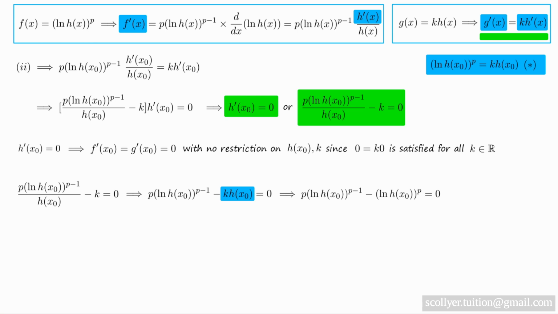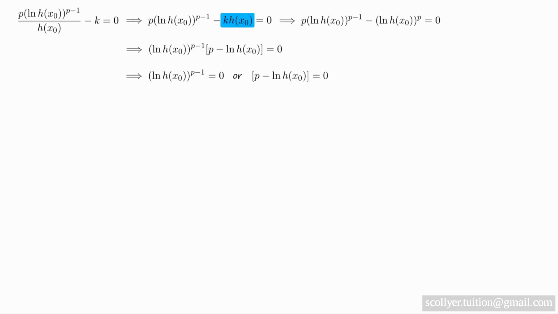And from that we can factor out log of h of x sub 0 to the p minus 1 to give us the log of h of x sub 0 to the p minus 1 times p minus the log of h of x sub 0 equals 0, from which we get the conditions the log of h of x sub 0 to the p minus 1 equals 0, or p minus the log of h of x sub 0 equals 0. And we look at the condition on the left first, log of h of x sub 0 to the p minus 1 equals 0.